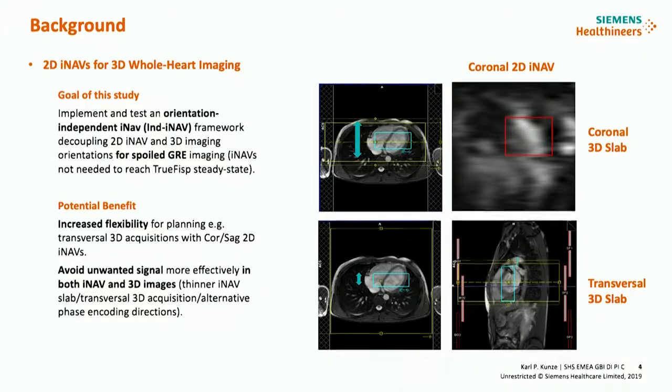and additionally you potentially avoid unwanted signal in both the iNav and the 3D image by either choosing a thinner slab for your independent iNav, or actually do both. Also have a different 3D acquisition, for example, transversal slab, where you also avoid volume like the shoulders or other things.